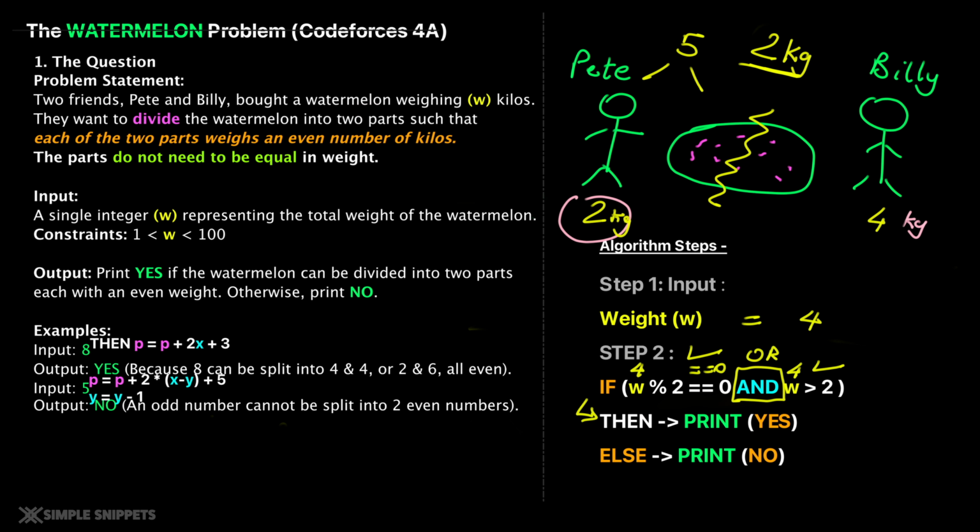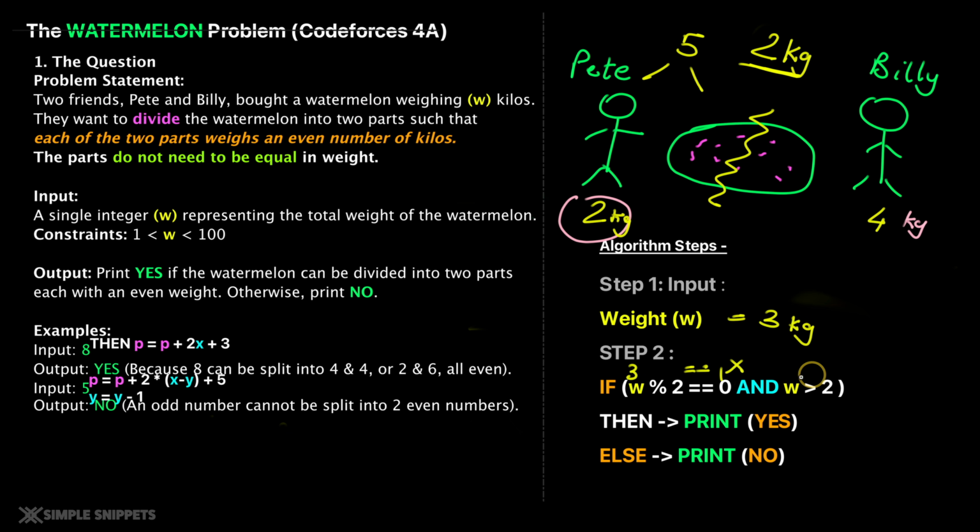Let's say you have an odd number. Let's say you enter 3, the weight as 3 kilos. In that case, 3 mod 2 is going to give you 1, right? When you take a modulo operation with 2 on an odd number, you will always end up with 1. And is 1 equal to 0? No. So this first statement itself becomes false.